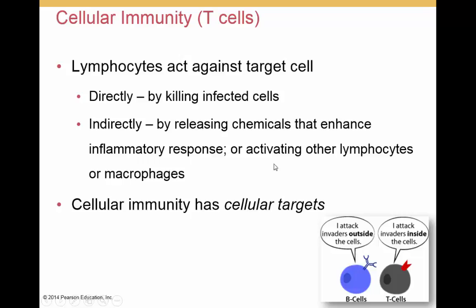Help to activate other lymphocytes, really get those macrophages raging. So they work twofold. They can tell cells to die, and they can also up the ante on the immune response and draw on other components of the immune system as well. So again, cellular immunity is going to have cellular targets: cancerous cells, virally infected cells, anybody that's not looking right.